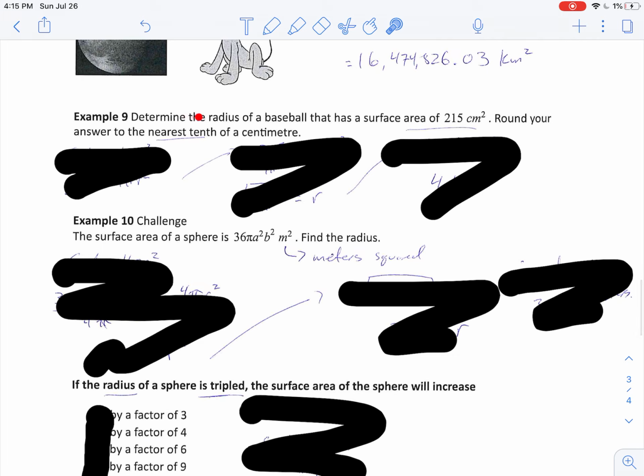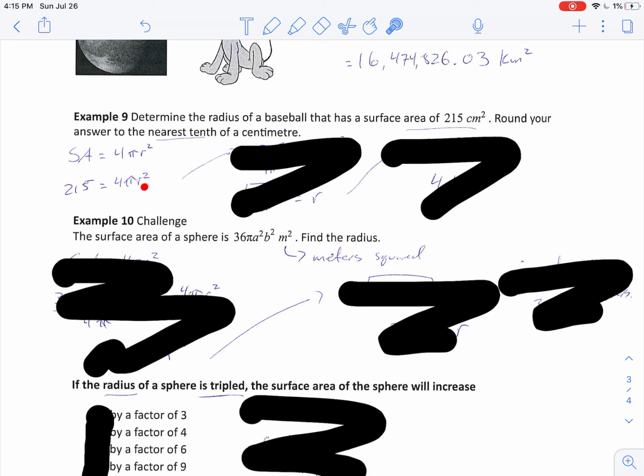Example 9. Determine the radius of a baseball that has a surface area of 215 centimeters squared. Round your answer to the nearest tenth of a centimeter. I am given the total surface area, and I need to find the radius. So, using my formula, surface area equals 4 pi r squared. I know that my total surface area is 215, and that is set equal to 4 pi r squared.